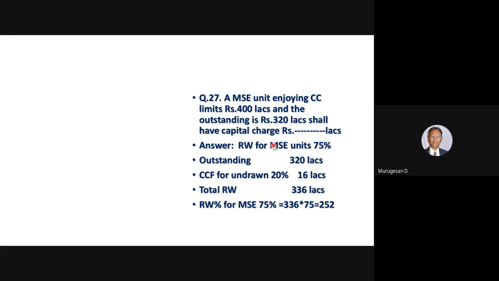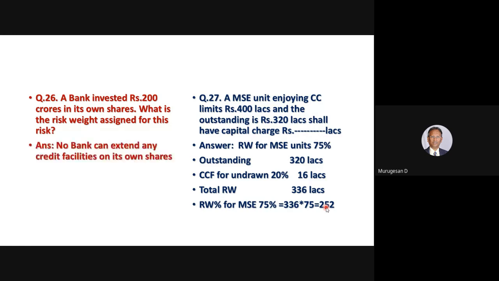Outstanding is 320. Oh, one step I have missed. The RW for the MSME unit is 75. So outstanding 320, first 320 they have taken. Then CCF 20. What is CCF? CCF applies to 80 lakhs yet to be drawn, 20% of 80 is 16. So the total exposure is 336. Then 75 they applied, correct. How did I get 16? 320 is drawn, the remaining is 80. On 80, CCF is 20%, 16. So total exposure is 336. It's an MSME, so 70%. So this is the risk weight. On that, the capital needed is again 9% you have to calculate.